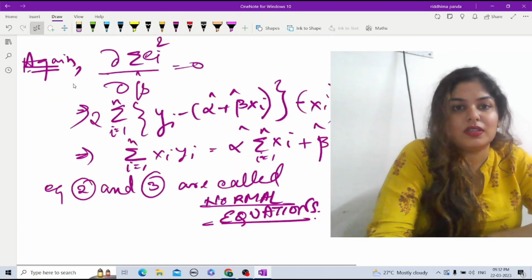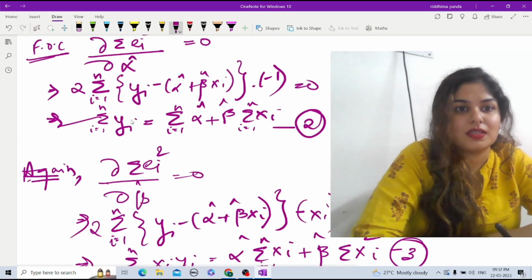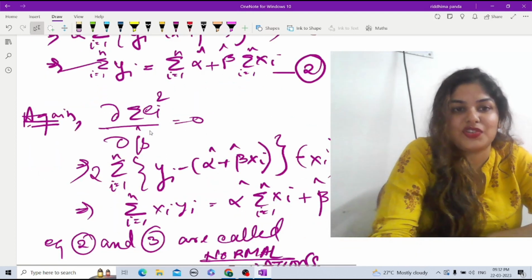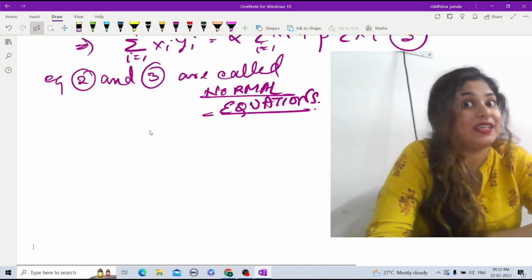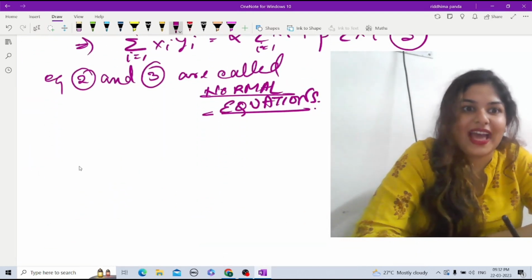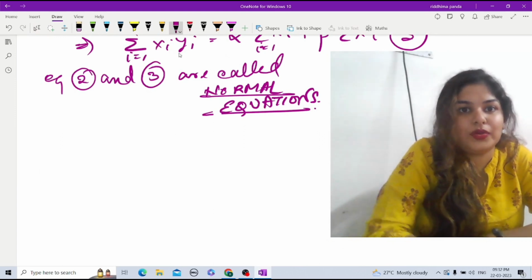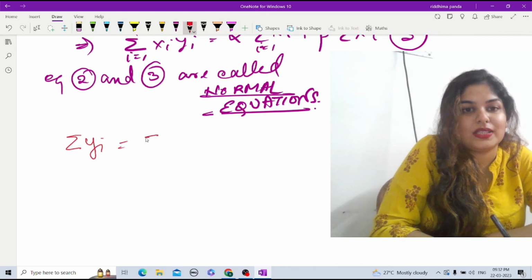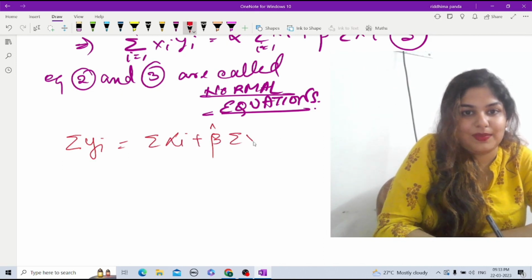Let's write down the second equation, okay? That is summation yi is equals to summation alpha hat plus beta hat summation xi, and try to calculate or estimate the value of alpha, that is alpha hat, okay? So equation 2 is summation yi is equals to summation alpha hat plus beta hat summation xi.